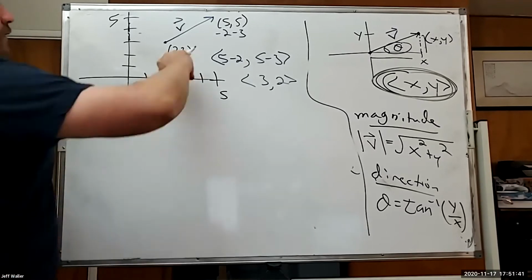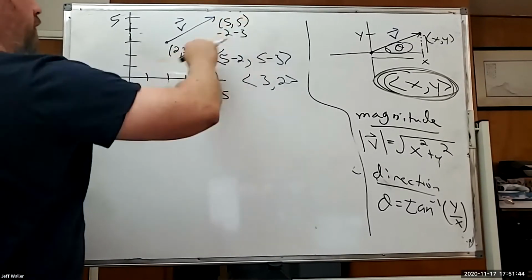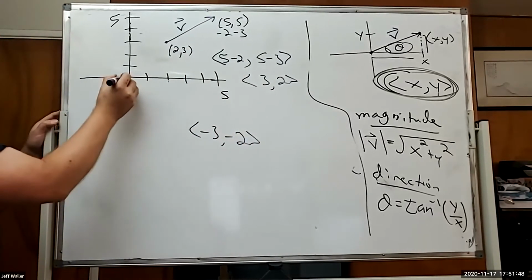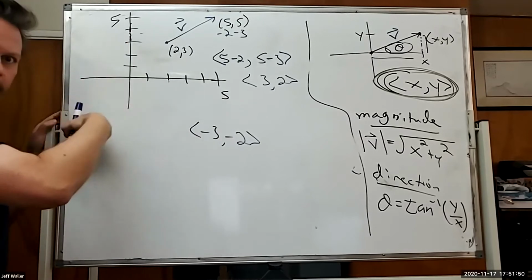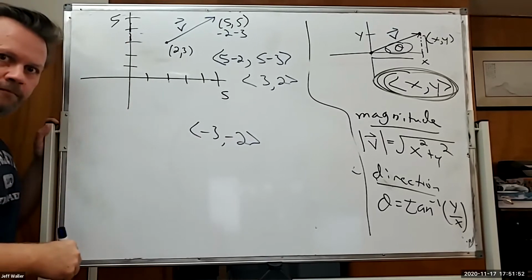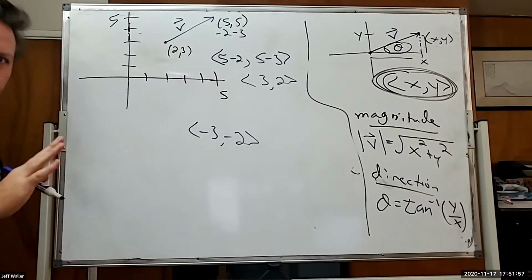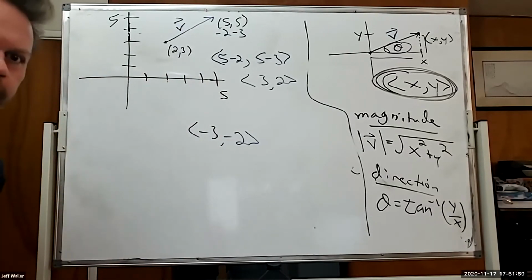What would happen if I did that backwards? If I did 3 minus 5 and 2 minus 5, I'm going to get negative 3, negative 2. But where's that vector? That's here, pointing the other way. So it's kind of like the reverse of this. Okay, let me stop.